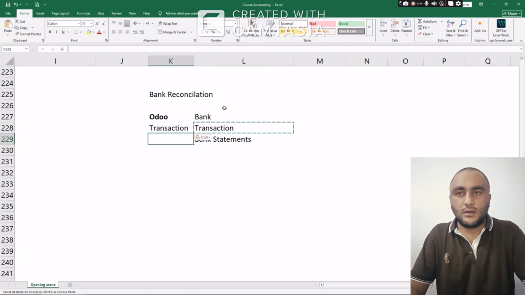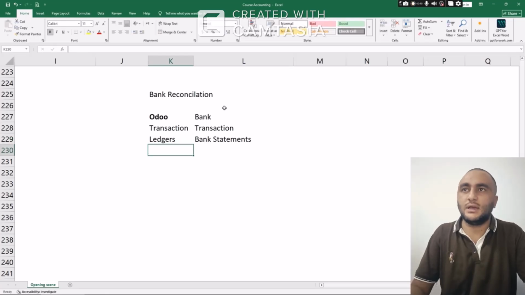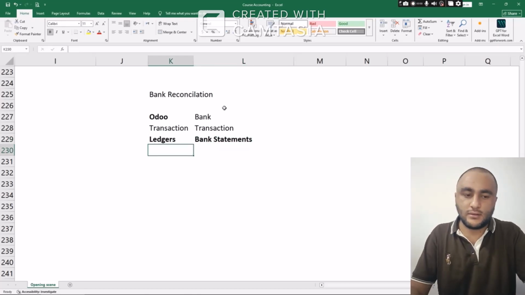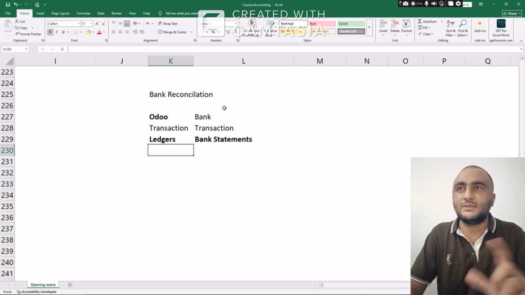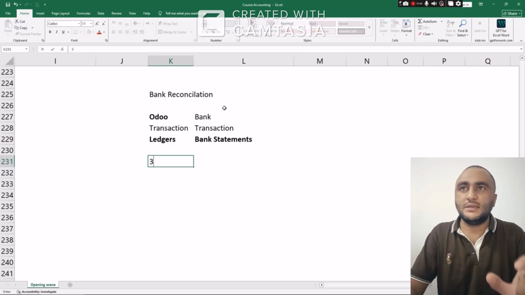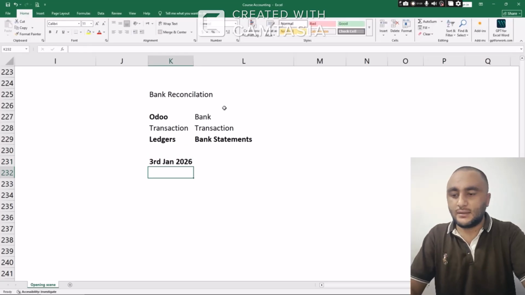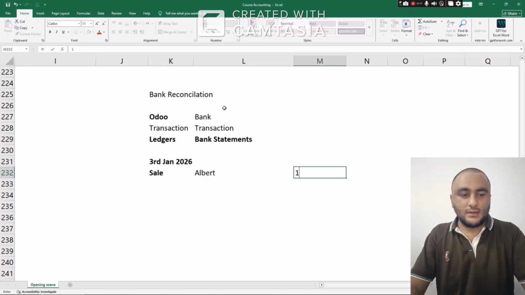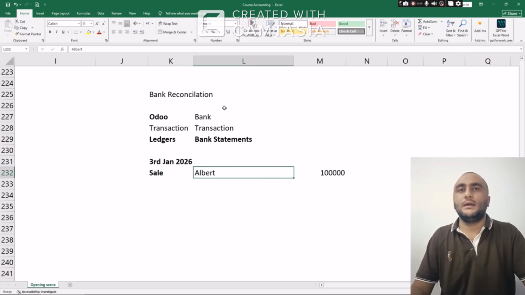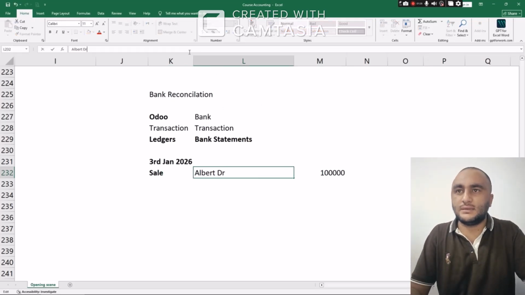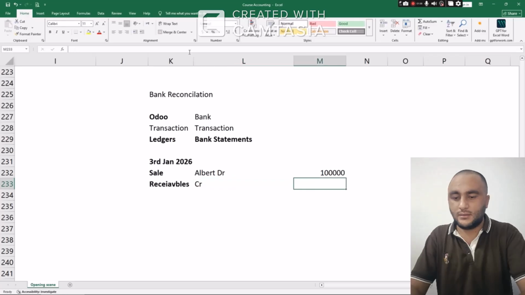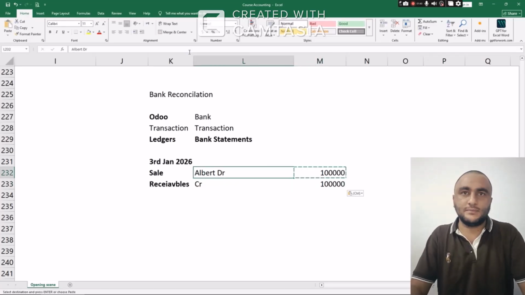But in Odoo we have also recorded transactions and we have ledgers of payables and receivables. We have our own record, the bank has its own record. So we want to reconcile these two books. We can say these two things we have to reconcile with each other. Let's say in our case on the 3rd of Jan 2026 we sell a book to Albert for 100,000, and then Albert will be debited and receivable will be credited with the same amount.